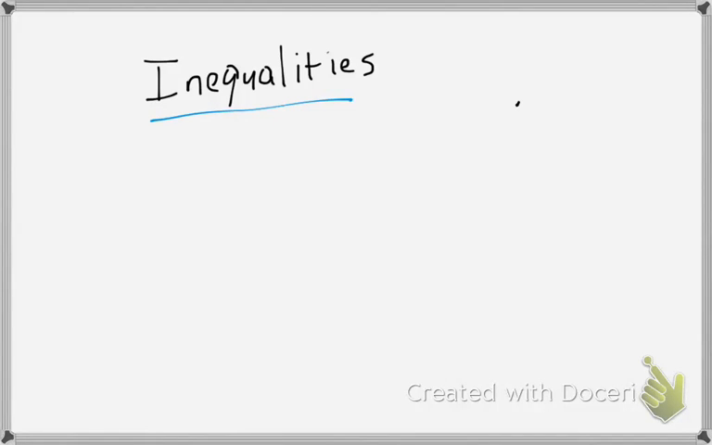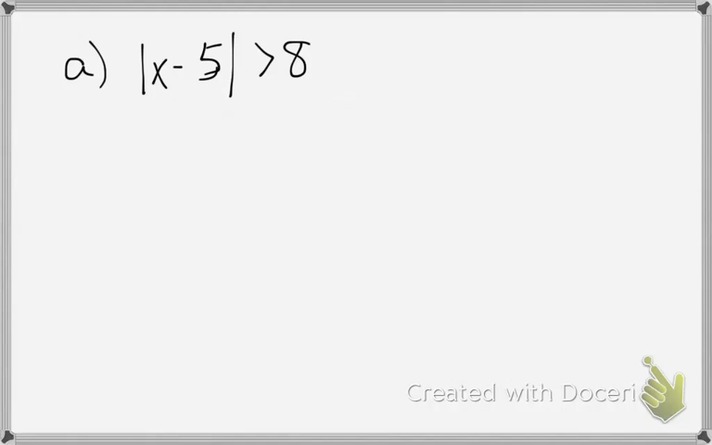Okay, for this second part of the recording, we're going to be looking at solving the inequalities as well as the secondary problem that we had on our test review. So here's our first problem. We have the absolute value of x minus 5 needs to be greater than 8.